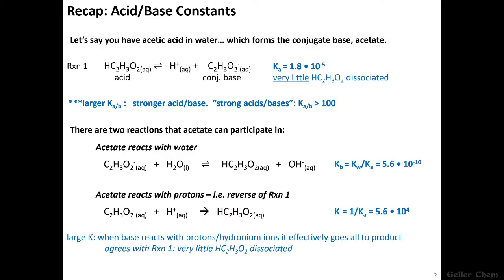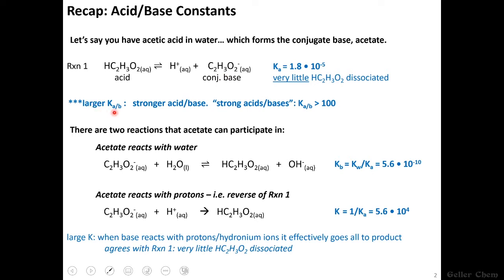Briefly, let's recap acid and base constants. So let's say you have the classic weak acid, acetic acid in water, which forms the conjugate base acetate via this reaction here. You should all become very comfortable with this type of acid dissociation reaction. It has a K value. It's rather small, which agrees with this being a weak acid.